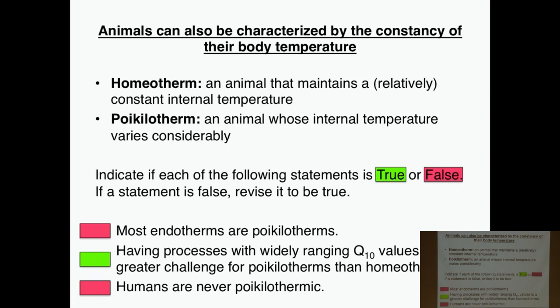So is the ability of a human to get a fever evidence of being poikilothermic? Generally speaking, not really, because poikilothermy refers to a wider range of temperature fluctuations than we usually associate with a fever. So it'd be something like going from hypothermia to a fever. That might be the kind of swing that you'd expect, but a couple of degrees here and there would not be.